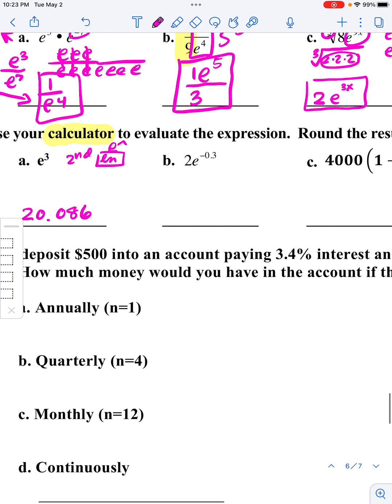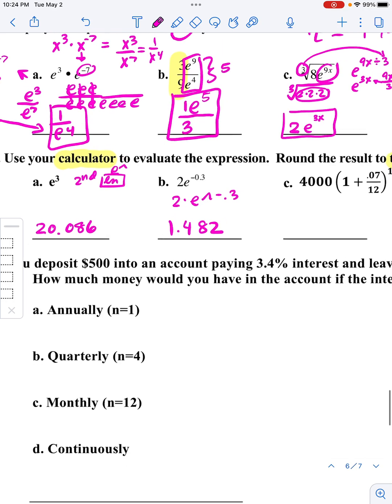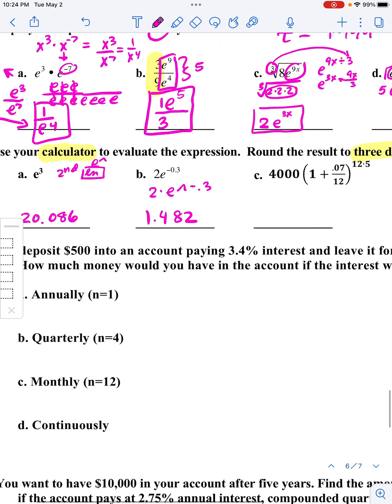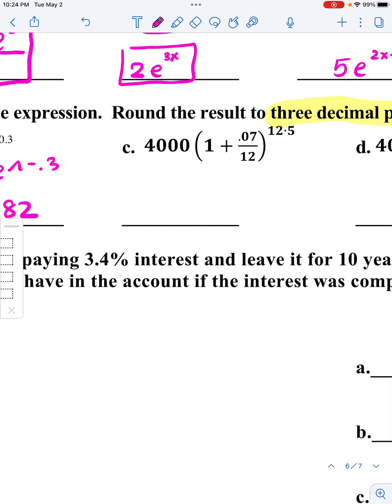Here you're typing it in exactly like that. 2 times e raised to the negative 0.3 power. And you should get this. And I'm writing my answers to 3 decimals because that's what they said to do. Now, obviously, this next one is formatted like compound interest. And so this would be like your principal, your rate, your N, your T. So it's just having you practice the math of putting that in your calculator.